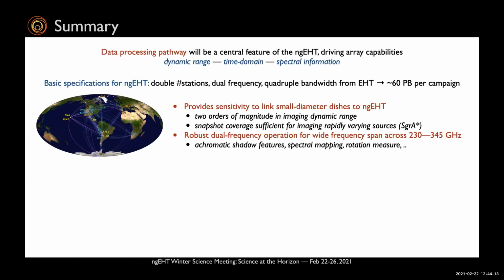And that's providing us a sensitivity to link smaller diameter dishes within the ngEHT. That's critical for the dynamic range we're targeting, and also critical for enabling this sort of snapshot coverage on Sag A star that Alex demonstrated. And also it's important for the dual frequency operation we want for enabling this wide frequency span, which is necessary for testing of achromatic features in the black hole shadow, spectral mapping, measures of rotation measure, for example.